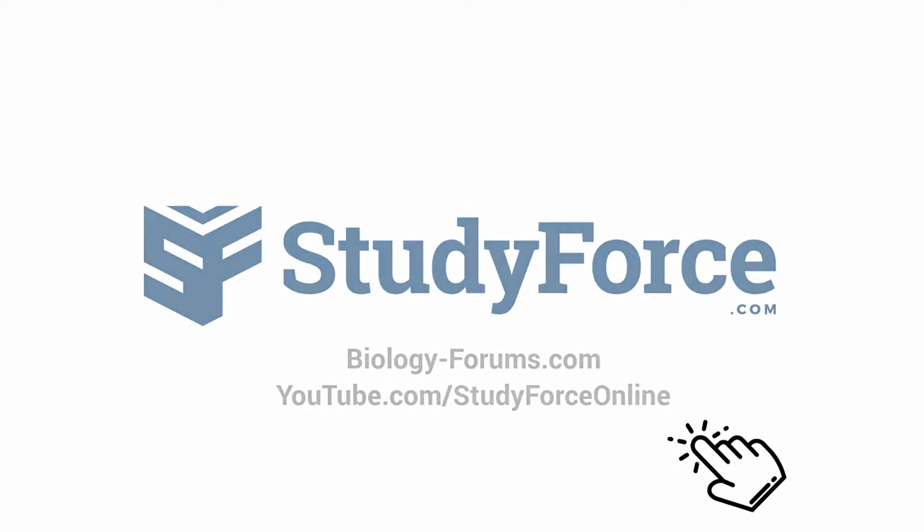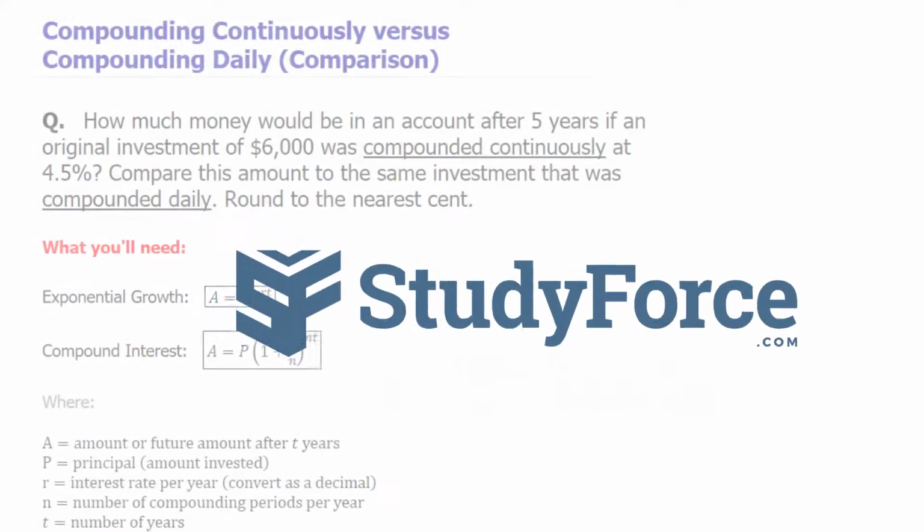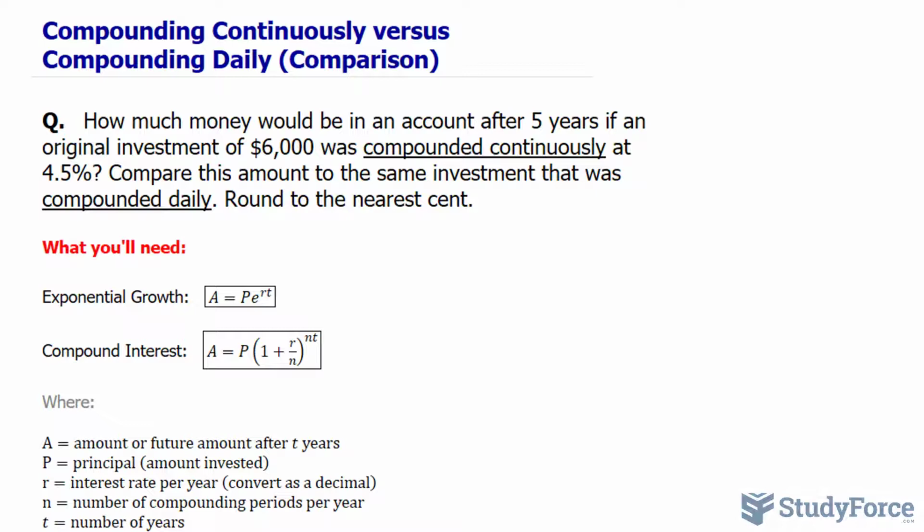In this lesson, we'll look at the difference in compounding something continuously versus compounding it daily. Let's start with a quick overview. Both scenarios are modeled using exponents. Except for continuous growth or decay, we use the base e. And when it's not continuous, for example, daily, monthly, or annually compounded, the base used depends on the number of compound periods.